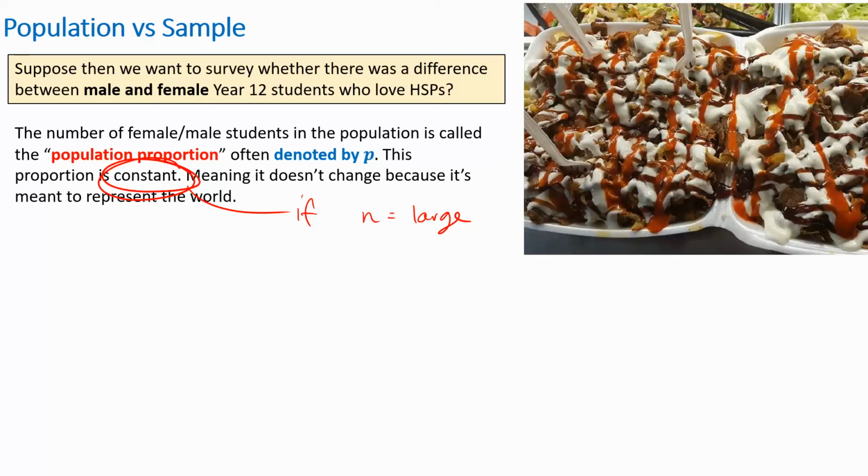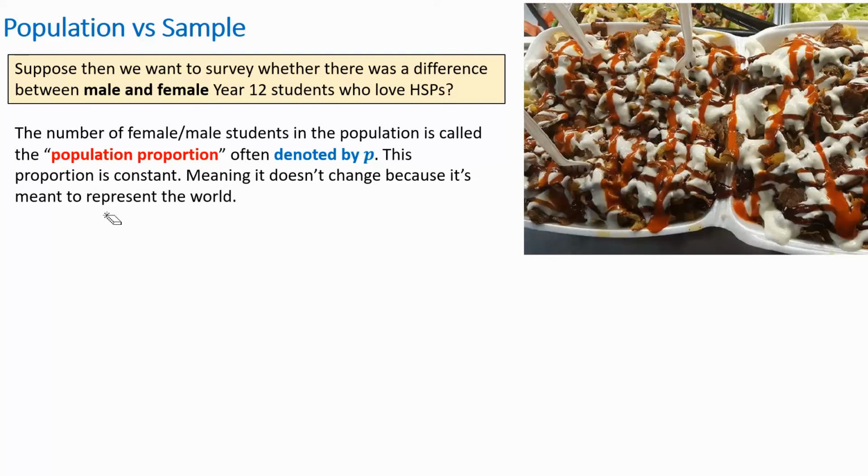If I was somehow able to measure everyone in Australia, and it says 70% is the probability, then you can say, if all of Australia is 70%, then I can roughly generalize it to a normal classroom and say about 70% of you would also like HSPs. Okay, so that's what they mean by being constant, but it has to be when N is very large. And this is going to be key to solving things later: the fact that it has to be large and it's constant. Okay, so keep that in mind.